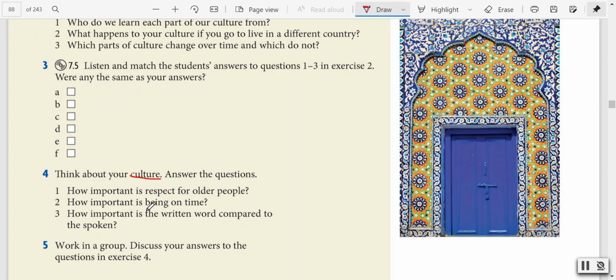And how important is being on time? How important is the written word comparing to the spoken? Okay, comparing written words and speaking words. Okay, we have 3 questions. You can answer them according to your culture.